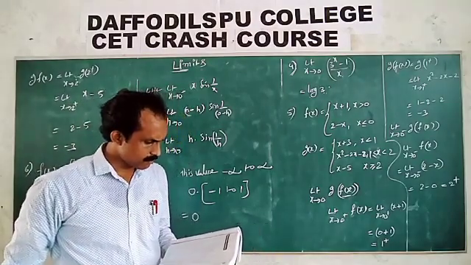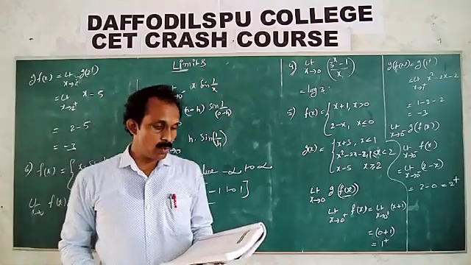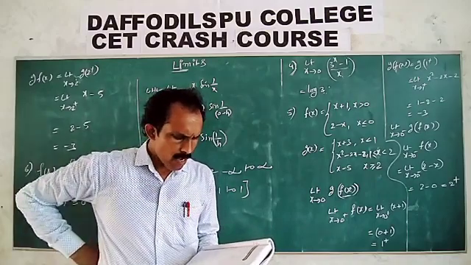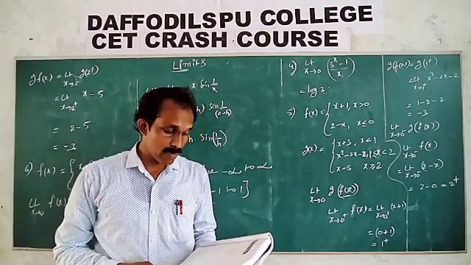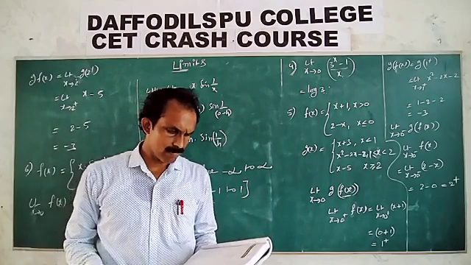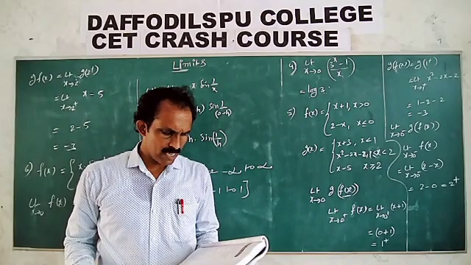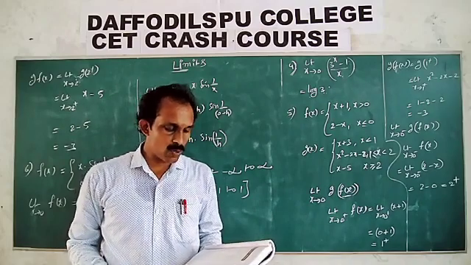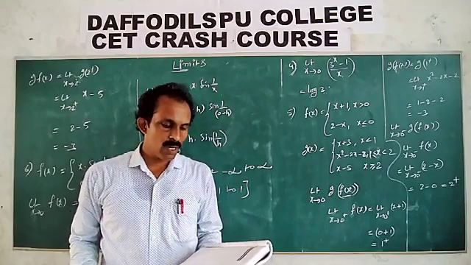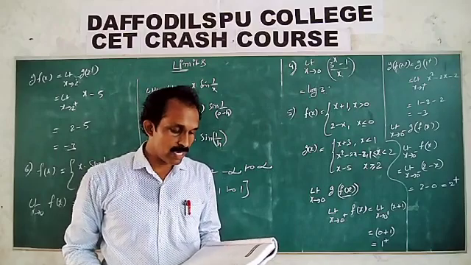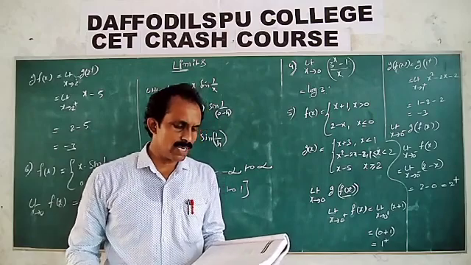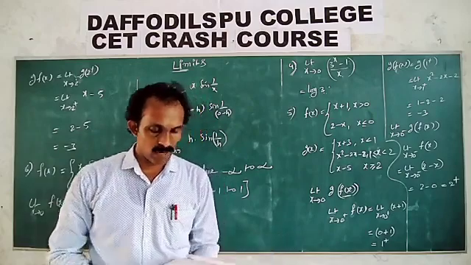Seventh question. Un is equal to 2 plus 2 cube plus 2 power 5 plus 2 power 7 and so on plus 2 power 2n plus 1. Vn is equal to 1 plus 4 plus 4 square and so on plus 4 to the power of n minus 1. Then limit n tends to infinity of un divided by vn equals what? I'll explain this one.